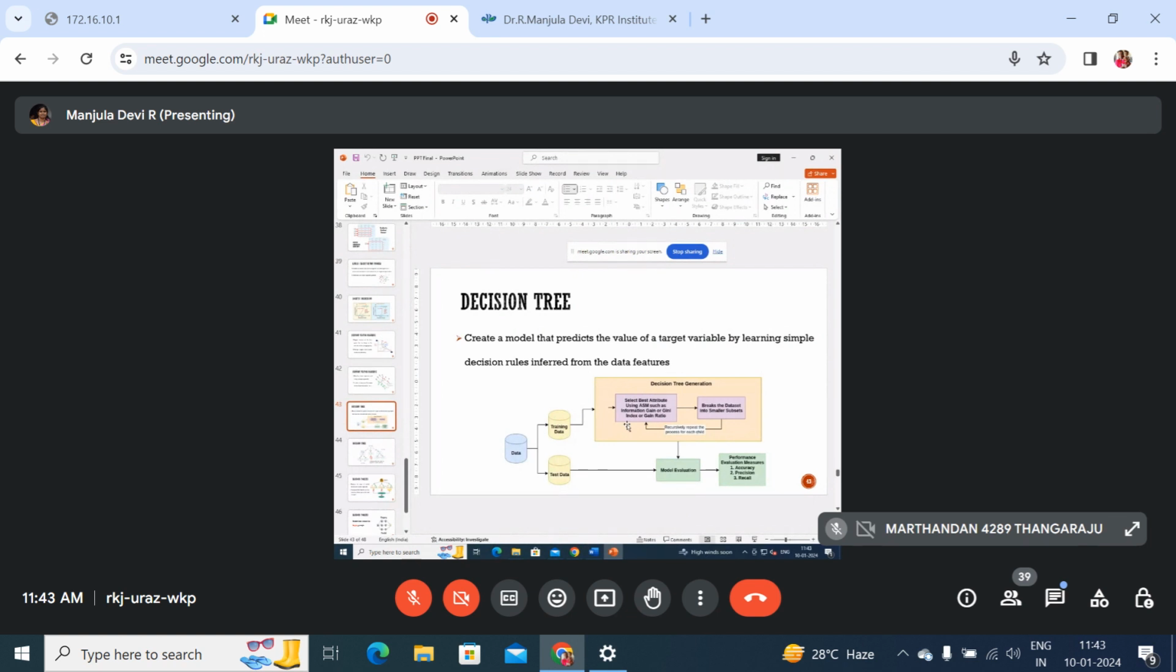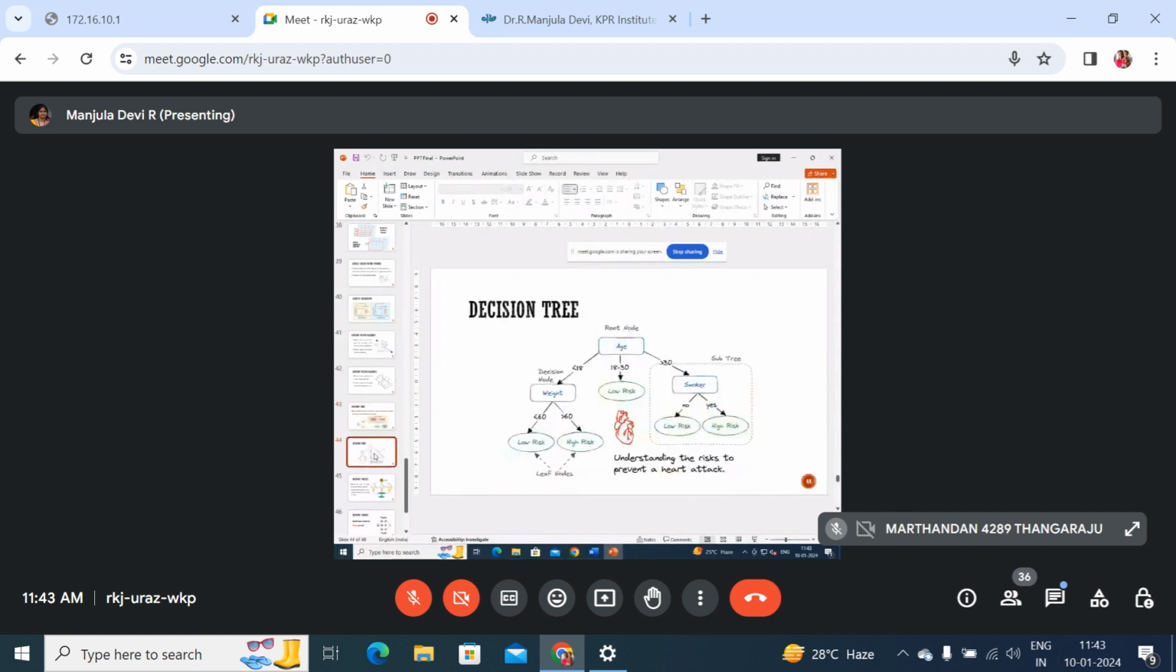So next comes the decision tree. We already said the decision tree is used for classification, binary classification. Binary classification is nothing but classification which contains two classes. That means the target value contains two classes. So here, this is the decision tree. We will be deriving the rules from the data features. Based on the rules, we will be classifying.